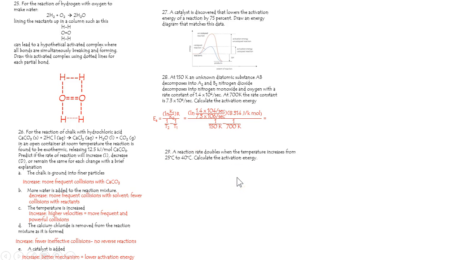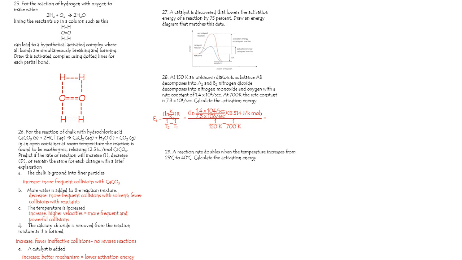A reaction rate doubles when the temperature increases from 25 to 40. That actually does tell us both K values. It's going from 1 to 2. Any number like that would work. 2 to 4, 4 to 8, so 1 to 2 is fine. And that is at 298 and 313, I believe, Kelvin. And let's find the activation energy.